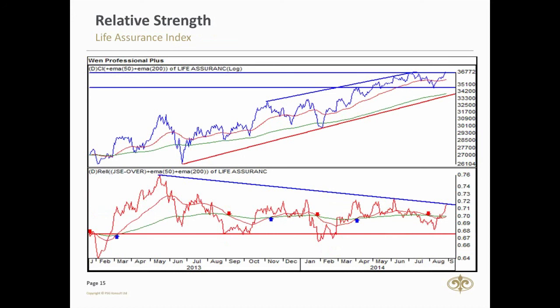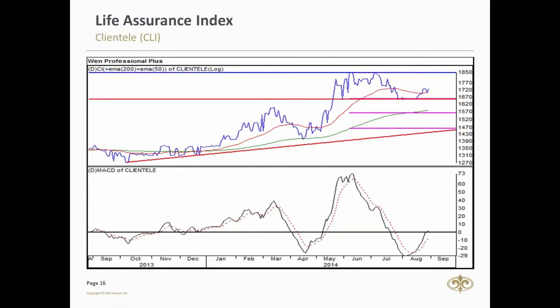So again, the bottom graph shows you that relative strength. We've been moving sideways, and we've got a good chance of breaking up above the resistance level. So within that life insurance sector, I go look at all the different shares. Okay, Old Mutual, Sanlam, and so on. And one of the stocks that came out for me is a company called Clientele. Okay, a lot of us know about it.